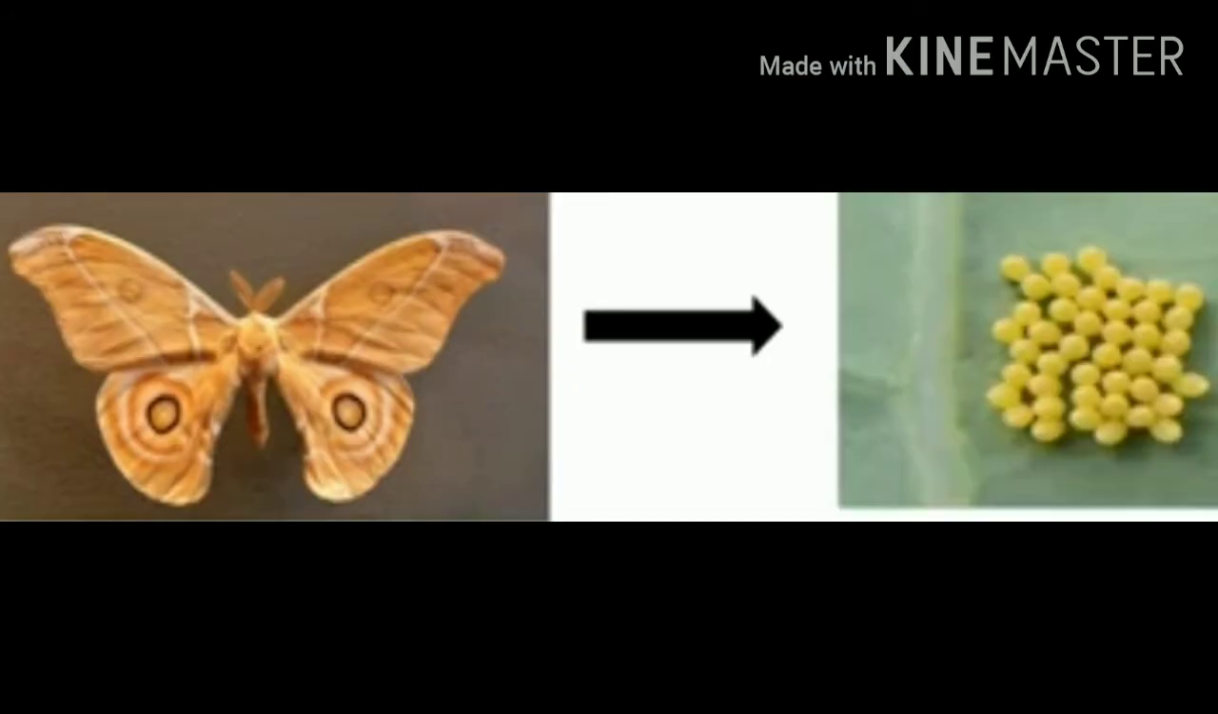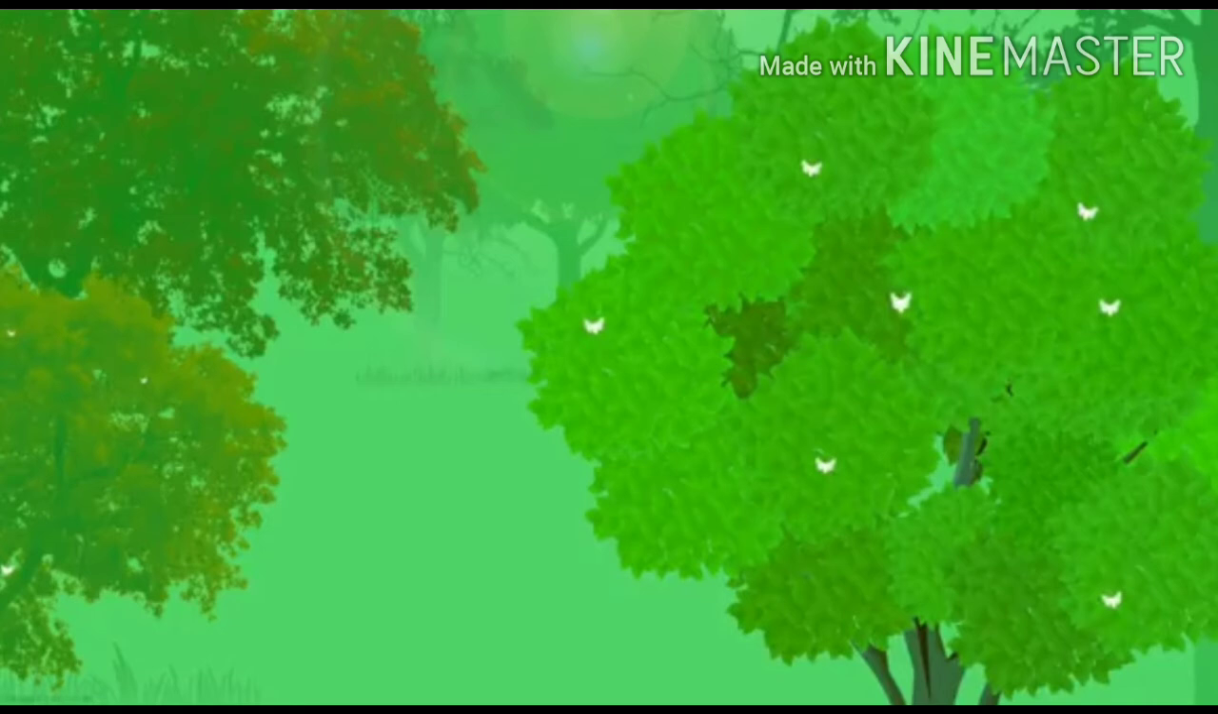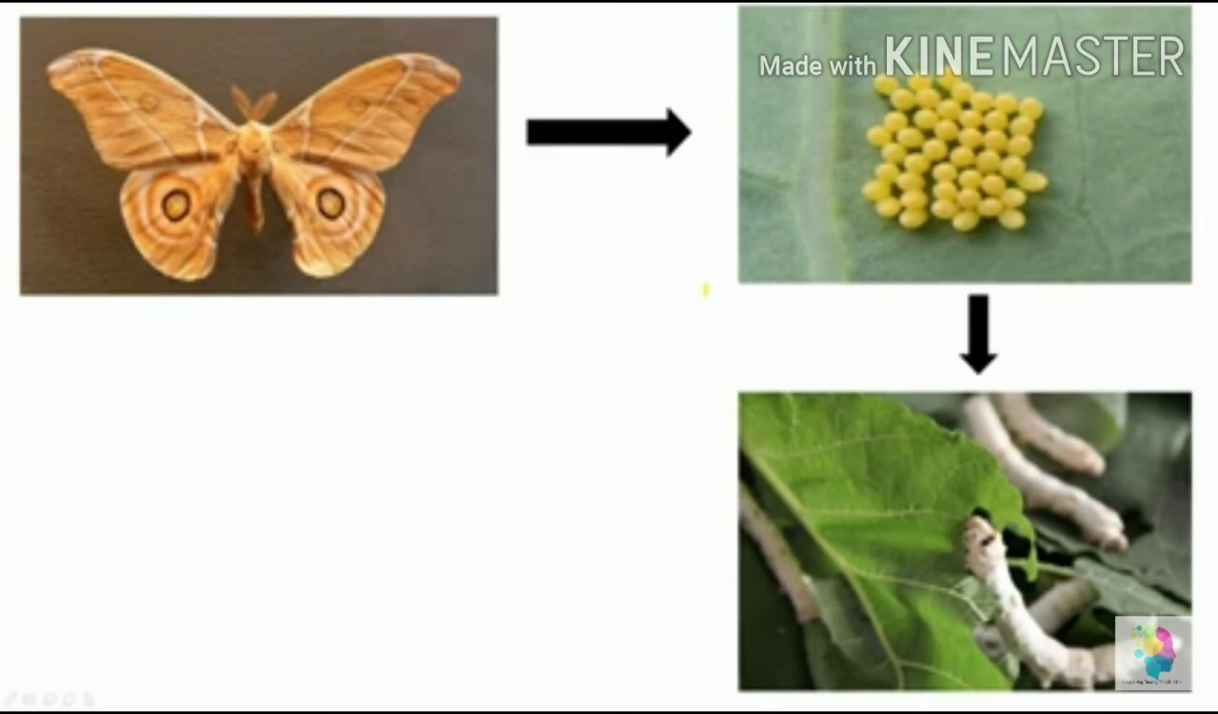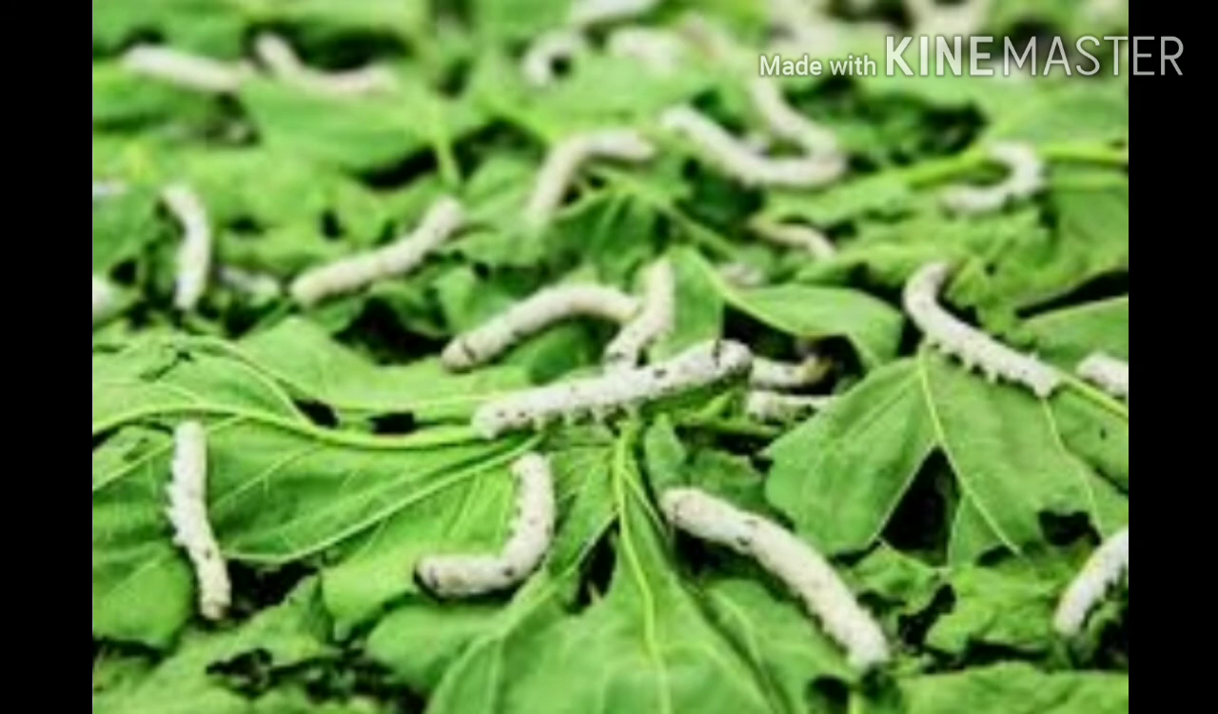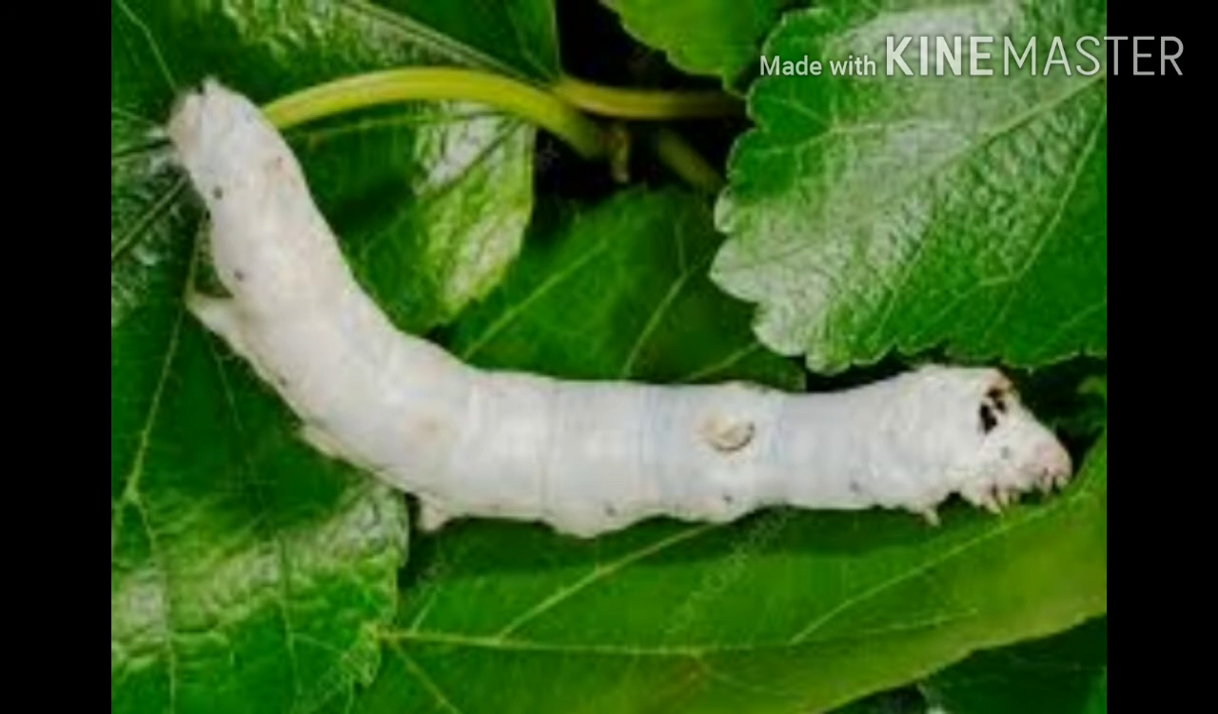A female moth lays thousands of eggs on green leaves of mulberry tree. The moth begins its life as a fertilized egg which is hatched, and a larva or a caterpillar worm comes out of the egg. A caterpillar is the silkworm. It bears two silk glands along the sides of the head of its body.